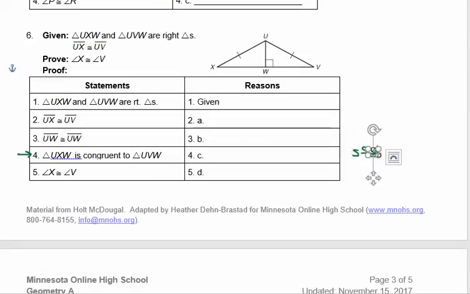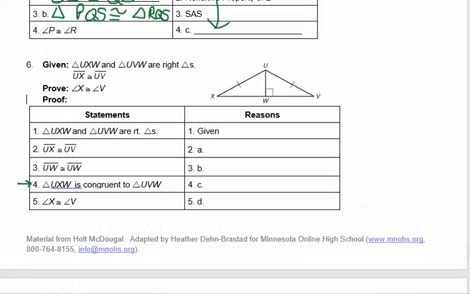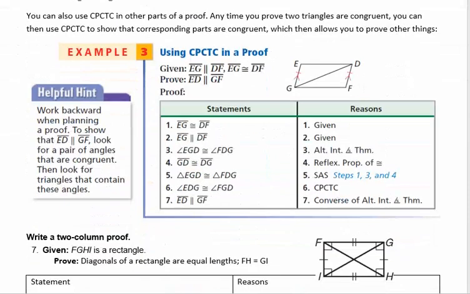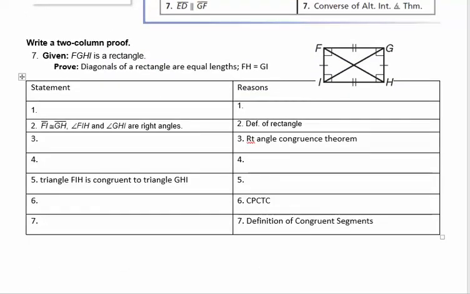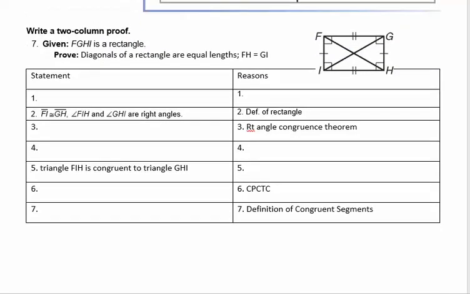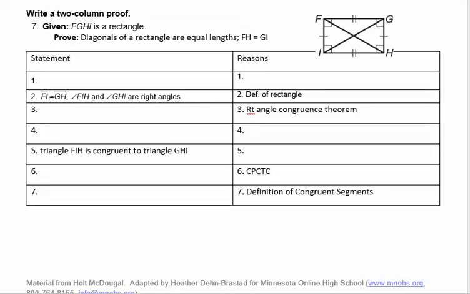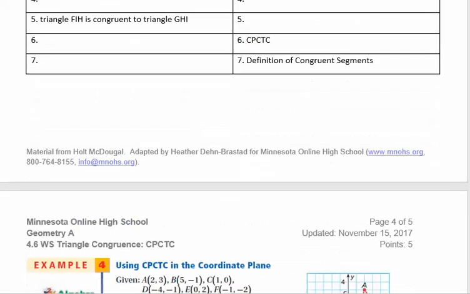SSS is not the one you'll use. So you pick the correct one from all of the postulates and theorems that we learned about in 4.4 and 4.5. You can use any of those. And then, like I said, I actually proved number 7 in the other video, the longer video, so you can go back and check that out if you get stuck.